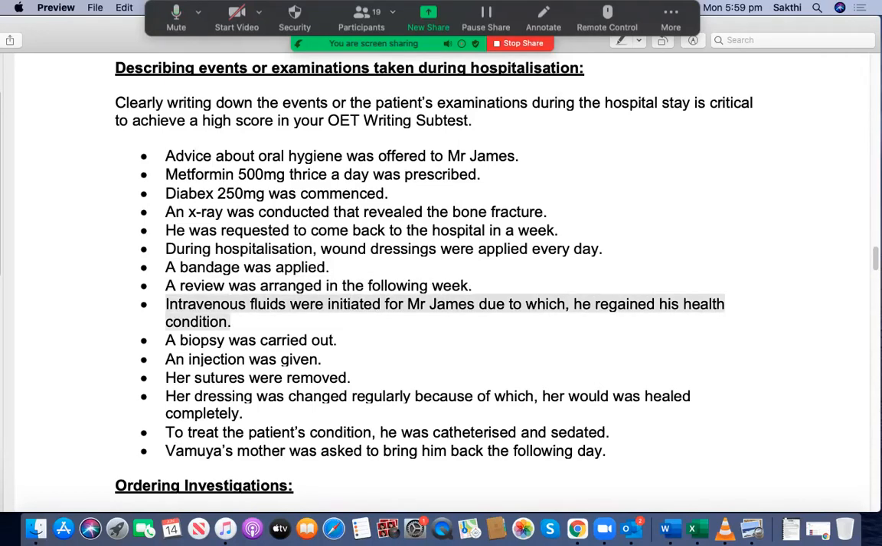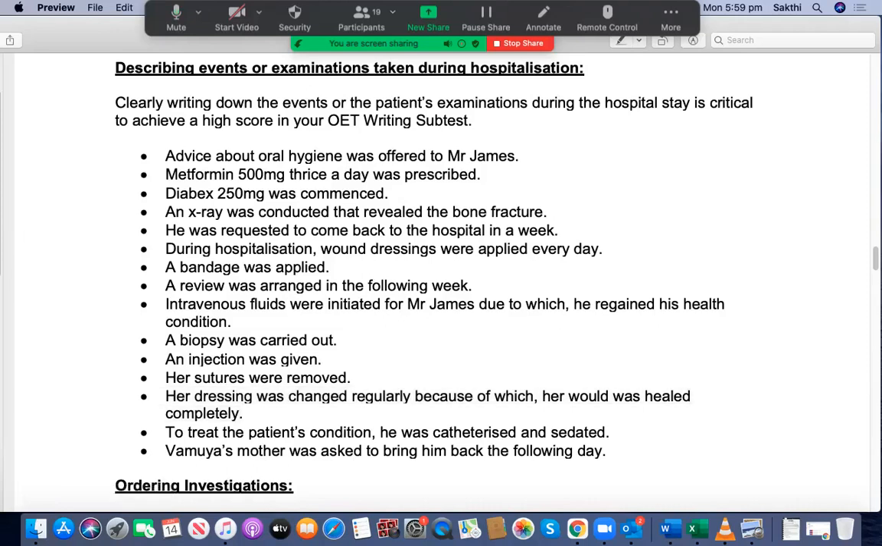A biopsy was carried out. An injection was given. Her stitches were removed, because stitches is a plural noun here. Her dressing was changed regularly, because of which her wound, I'm sorry, it's wound, W-O-U-N-D, was healed completely.